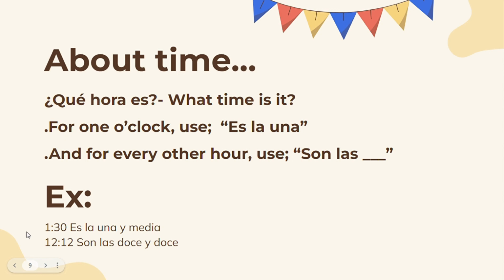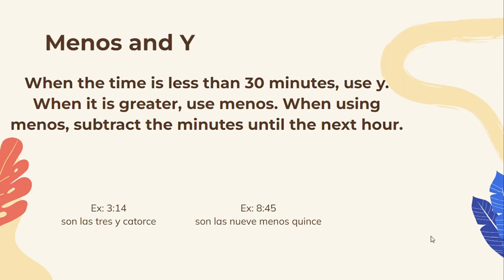And again, for 1:30 down here, es la una y treinta, that's 1:30. And for 12:12, son las doce y doce. Alright, so when telling time that is less than 30 minutes, you're going to use Y. And when it's closer to the next hour, say 40 minutes, you're going to use menos. And I'll explain that. When using menos, you're going to subtract the minutes until the next hour.